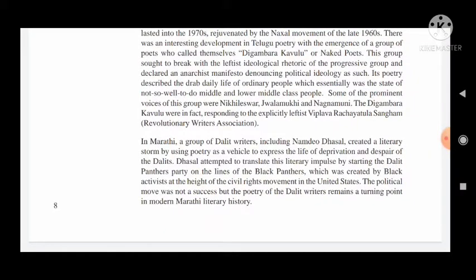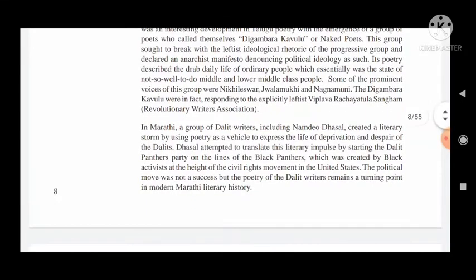Its poetry described the drab daily life of ordinary people, which essentially was the state of not so well-to-do middle and lower middle class people. That is, an anarchist manifesto denouncing political ideology.